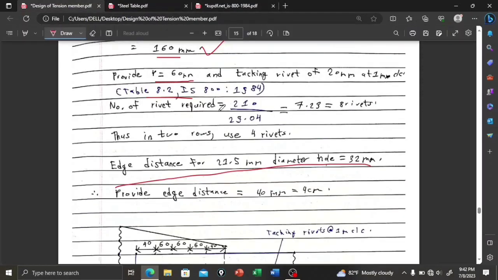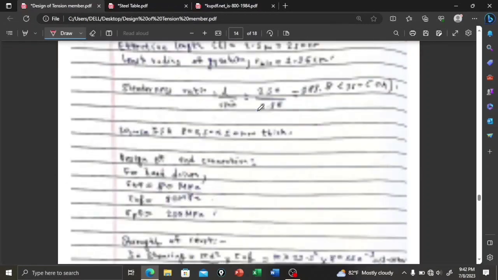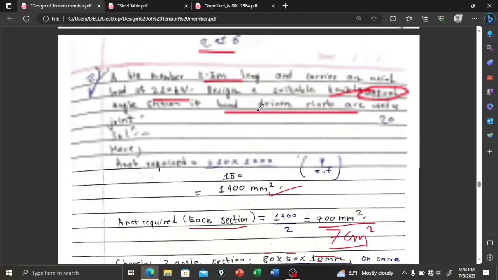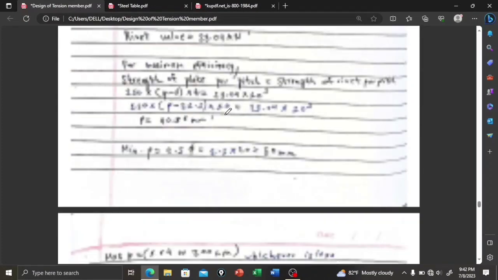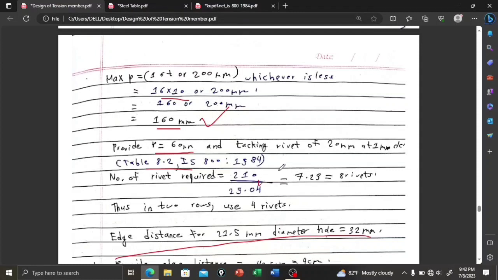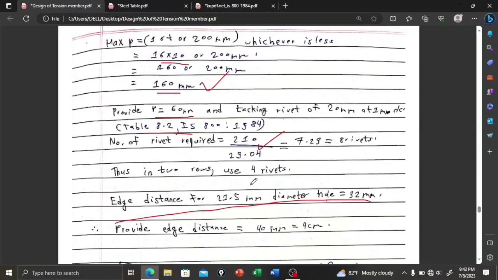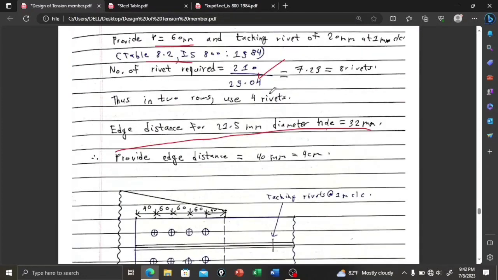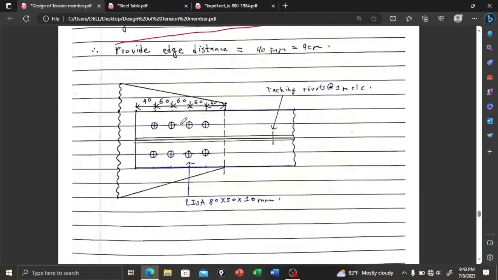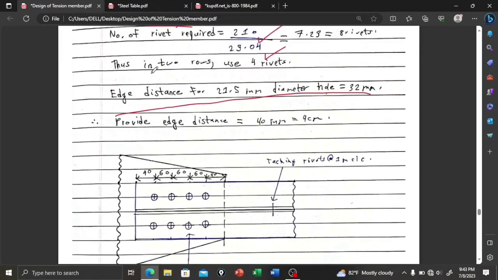So the number of rivets: load is 210 kN divided by rivet value 29.04, so 7.23, rounding up to 8 rivets. So here are 1, 2, 3, 4, 5, 6, 7, 8 rivets. In one row there are 4 rivets. So its edge distance is 40 mm or 4 cm, and the pitch is 60 mm.